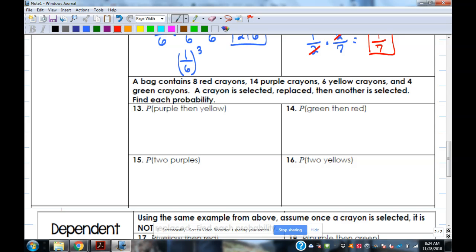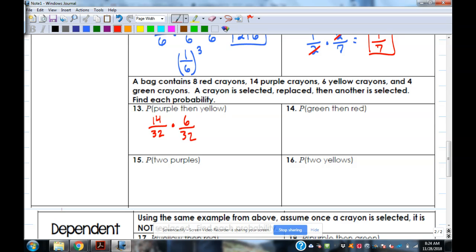Okay, so the probability of drawing a purple crayon, then yellow. What's the probability of drawing a purple? 14 out of 32. Where did 32 come from? Adding up all the crayons. So 8 plus 14 plus 6 plus 4 is 32. So 14 out of 32. What's the probability of drawing a yellow crayon after we put that purple crayon back? 6 out of 32. So it's independent.